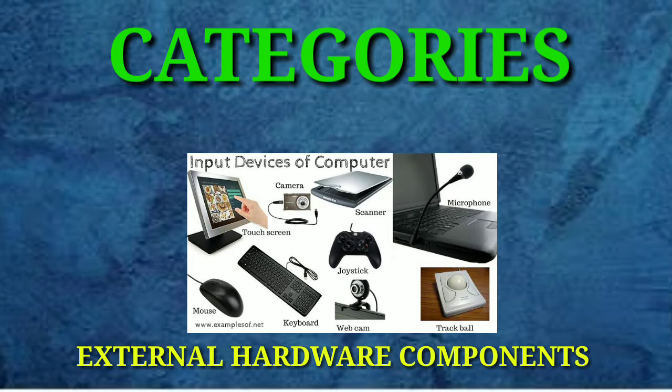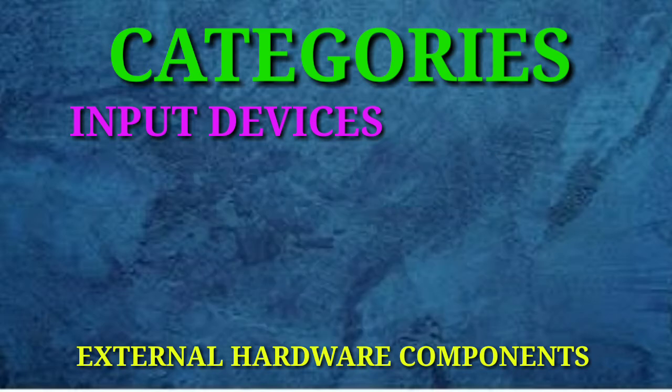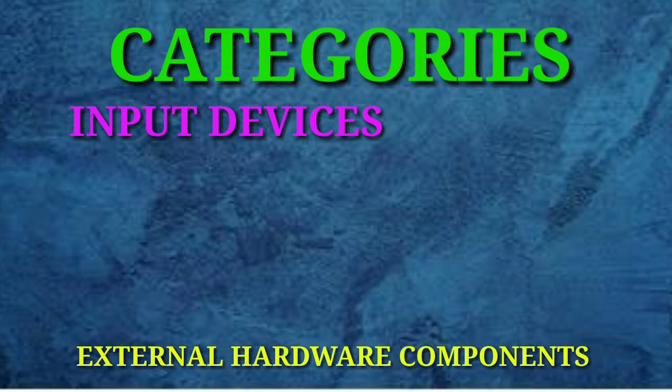First of all is input devices. An input device is a piece of computer hardware equipment used to provide data and control signals to an information processing system such as a computer or information appliance. Some examples of input devices are keyboard, mouse, microphone, scanner, and so on.